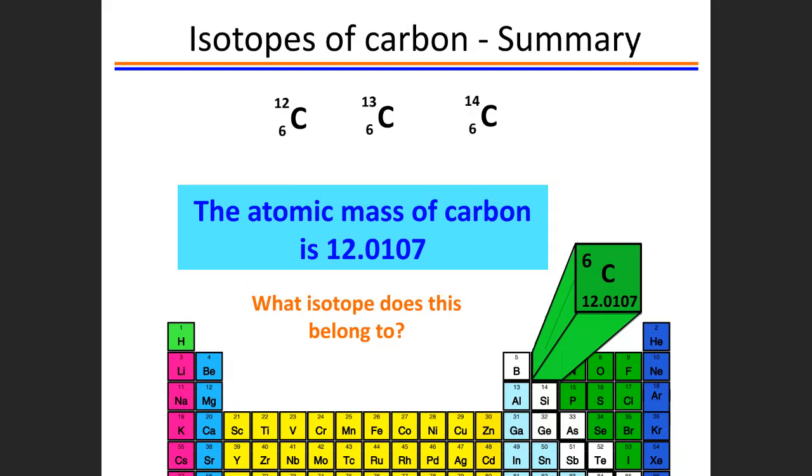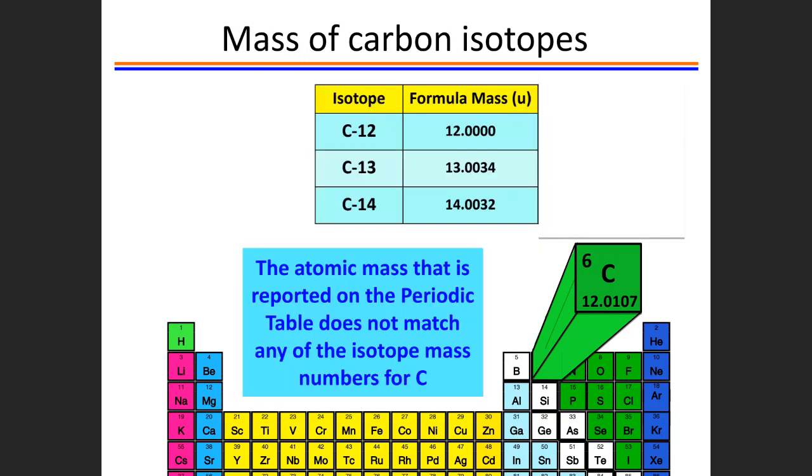Isotope of carbon summary. The atomic mass of carbon is here, and we now know. So what isotope does this belong to? The atomic mass of carbon is 12, this one is this, and these two are isotopes. Mass of carbon isotope: this is just because of the change of neutron number.